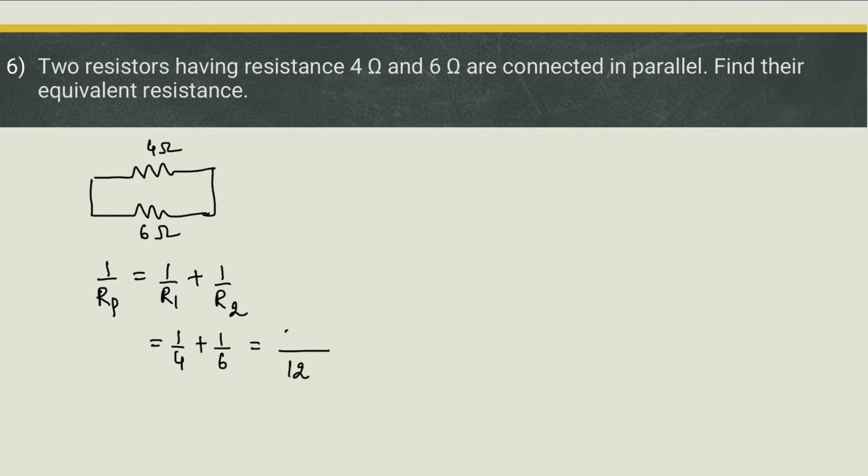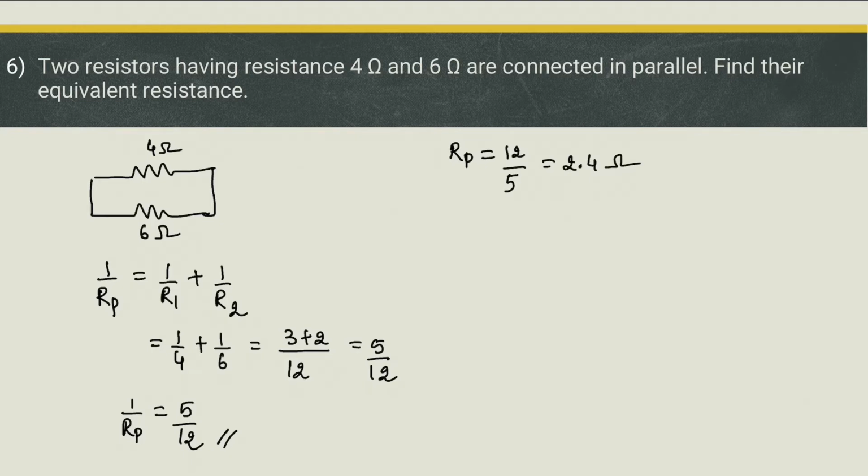LCM 12, 3 plus 2, 5 upon 12. So 1 upon Rp is equal to 5 upon 12. Now this is the point where most of the students make a mistake. Okay, they write 5 upon 12 as the final answer. Whereas as you can see here, 5 upon 12 is 1 upon Rp. So to find the equivalent resistance we must reciprocate the final step. So Rp is equal to 12 upon 5, which is 2.4 ohm.